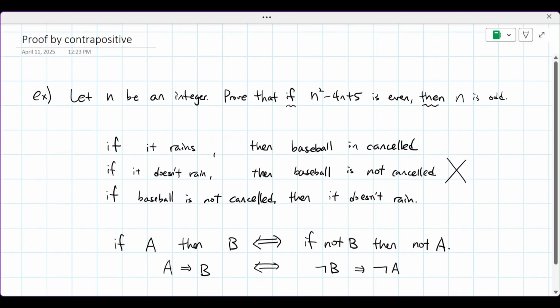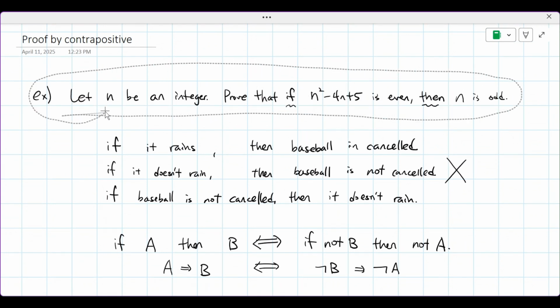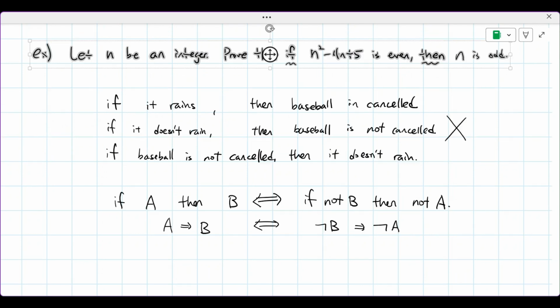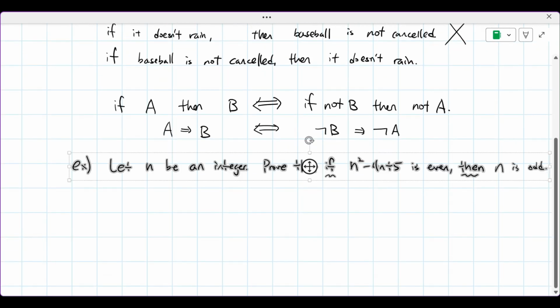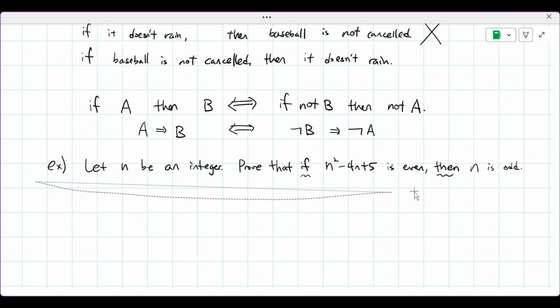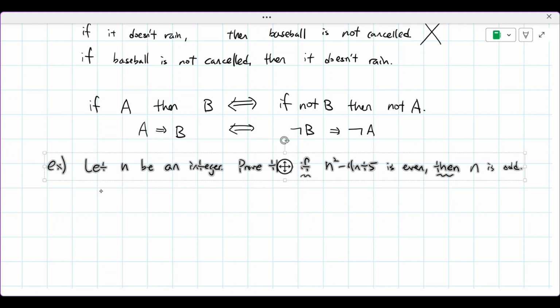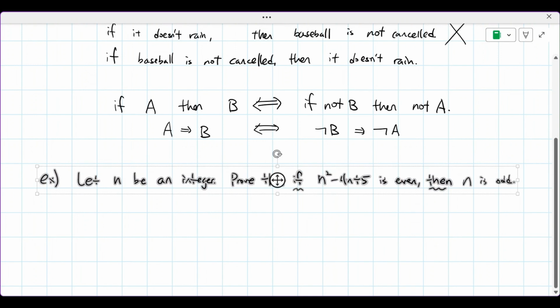So let's try this example problem here. Once again, why are we using this? If the only thing we're doing to this implication is changing the order of it, it's going to be useful if you think that proving the contrapositive is easier than proving the original implication. So right now, let's see this problem. Let n be an integer. Prove that if n squared minus 4n plus 5 is even, then n is odd. Well, at first sight, you can think, even then odd, that's doable. But if you think about the contrapositive, it's going to be much, much easier.